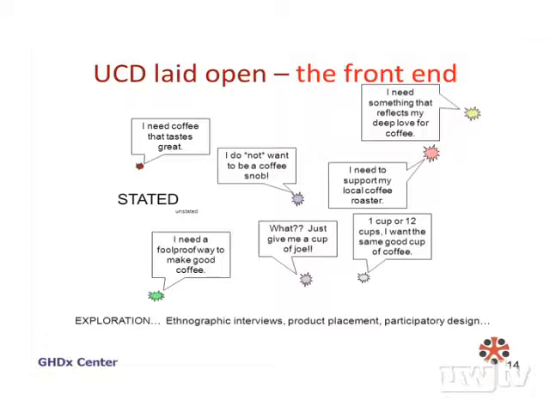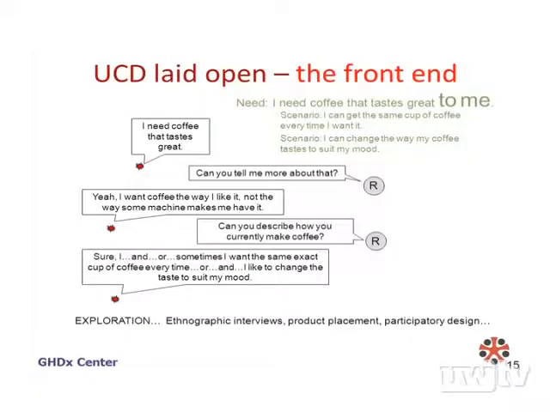So these are some of the needs that people express. But when you're doing this type of work, as much as it's important to capture what people say they need, it's also very important to be cognizant of their unstated needs. So let's take one of these as an example. Okay, I need coffee that tastes great. Okay, so how am I going to design a product around that? Well, the interviewer might say, okay, tell me a little bit more.